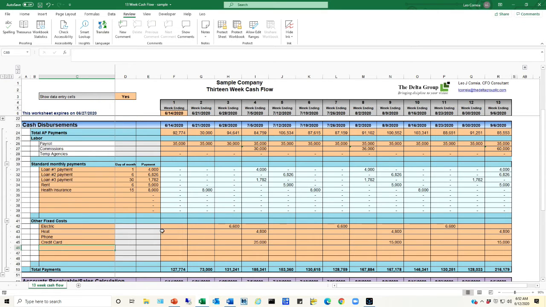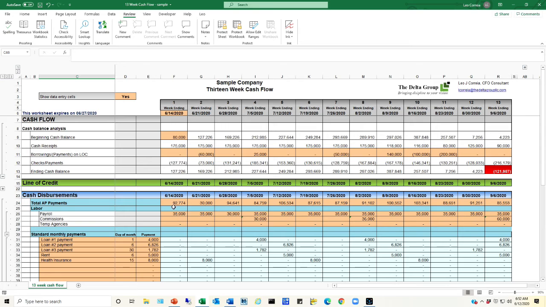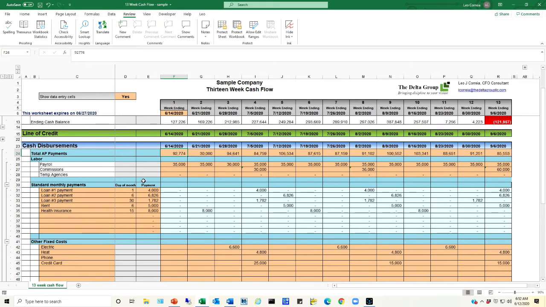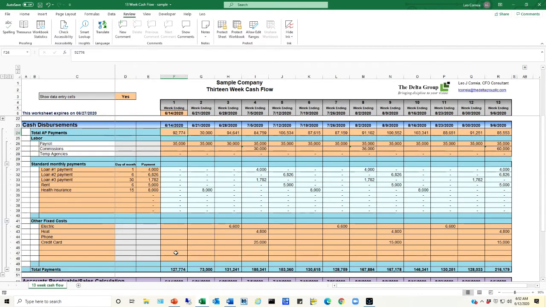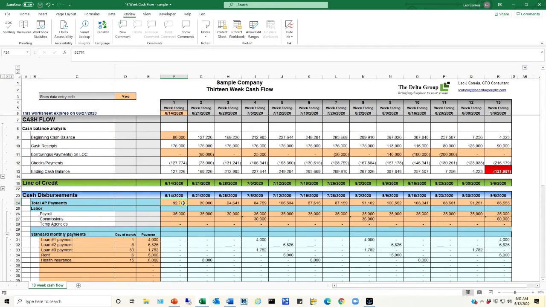The last section that we update is the accounts payable. I'm going to open up the cash flow section here. Now that I have all my other payments in, I have my labor, my standard monthly payments, and my other fixed costs appropriately defined, I can decide that I want to pay a certain amount on my payables. This helps me manage my cash because I'm looking at my cash balance as I'm doing this each week.